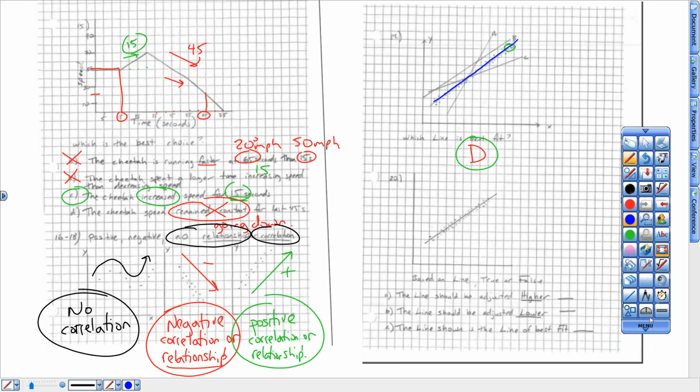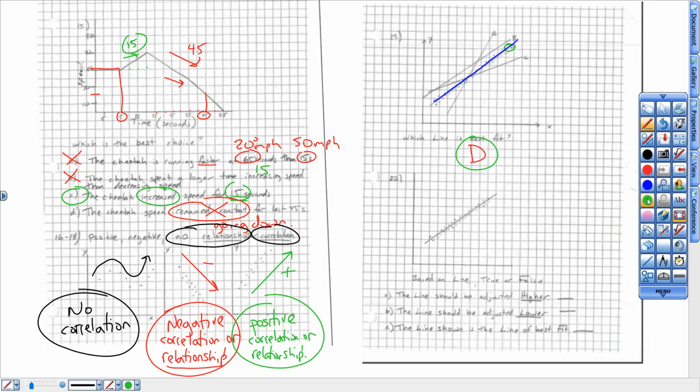All right, next one. This one, going through the heart of the data. So let's look at these questions. The line should be adjusted higher. No, that's false. You wouldn't want to do that because that would move the line up there and that would be no good. All right, next one says the line should be adjusted lower, and again, that's false. That would have you take that line and draw it lower. That would be too low. And then this one, the line is best fit. I'm going to say true because it's going through the data.